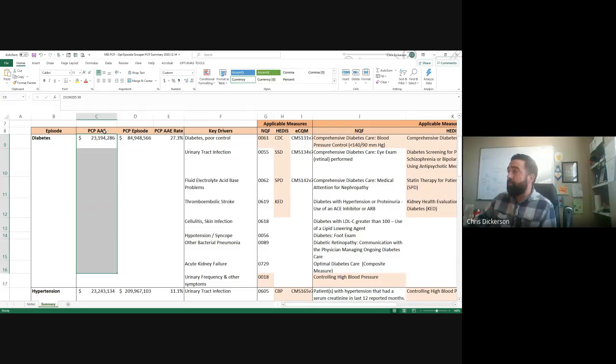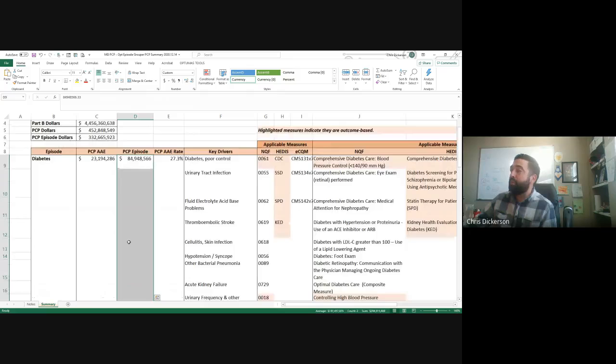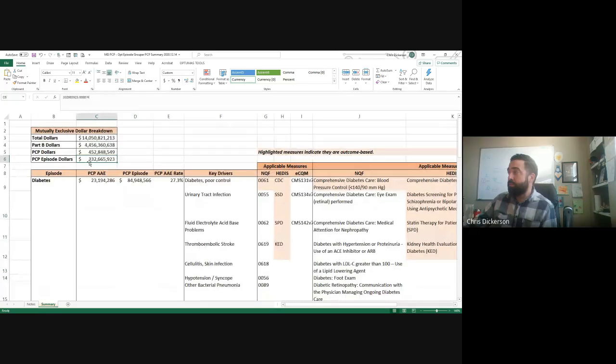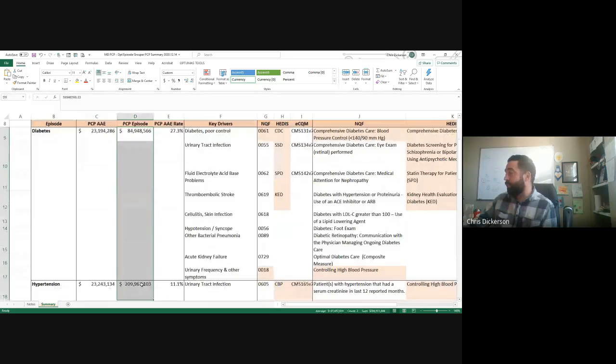Because of that, the sum of the dollars in column C and D here will not match up to the table up here. This 332 million will be less than this, because you can see that right after a couple episodes, we're at nearly 300 million already because of the comorbidities associated with the Medicare population.